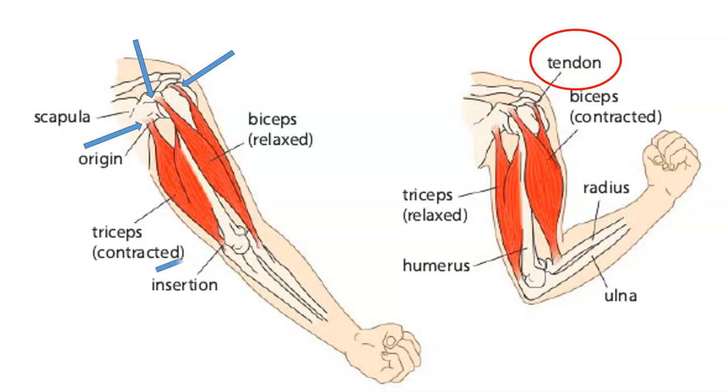Okay, the next one is tendon. What is tendon? The tendon is a place that the muscle will be attached to the bone. And as you can see with these arrows, in all these areas, tendons are attached to the bones.